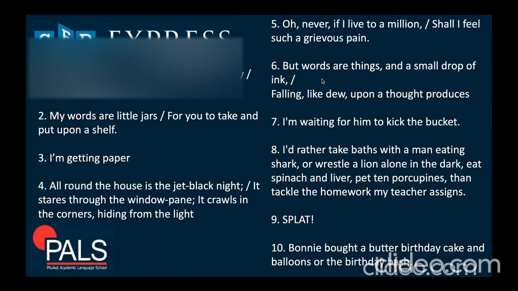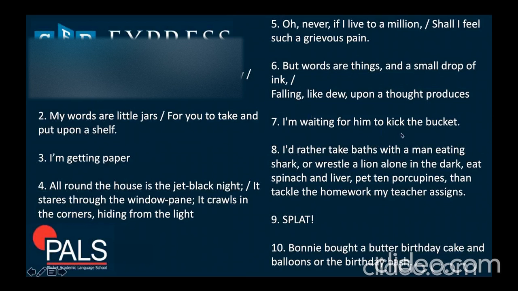"But words are things, and a small drop of ink falling like dew upon a thought produces." Right. If you thought that this is a simile, then you are correct. If you thought that this is a metaphor, then you're also correct, because there's two of them. "Words are things" is your metaphor, and then "falling like dew upon a thought produces," that is where it becomes a simile.